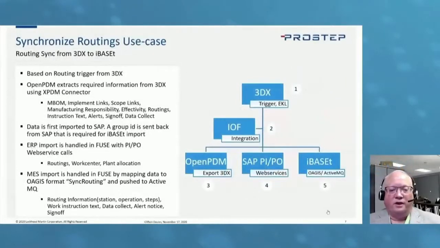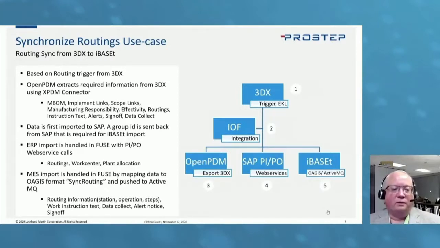So once the information is there and any transformations and business logic take place, the data is then sent to SAP using the same PIPO mechanism. But then there's a group ID sent back from SAP that 3DX doesn't know about that's required for the iBaseT import.